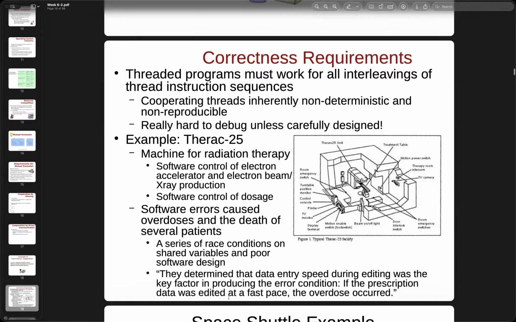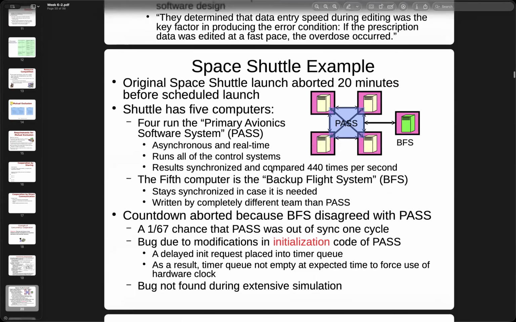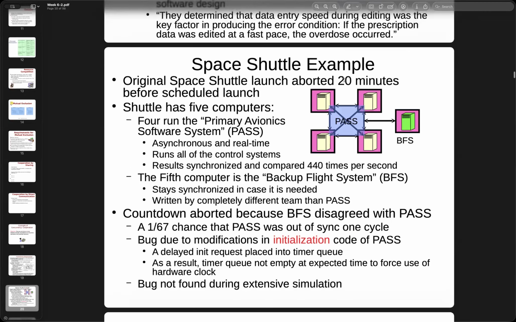So if the prescription is given at a fast pace, then an overdose occurs. So if they go fast, then they overdose. Okay, so here's the thing: it is the coordination. And there is an example called the space shuttle example.